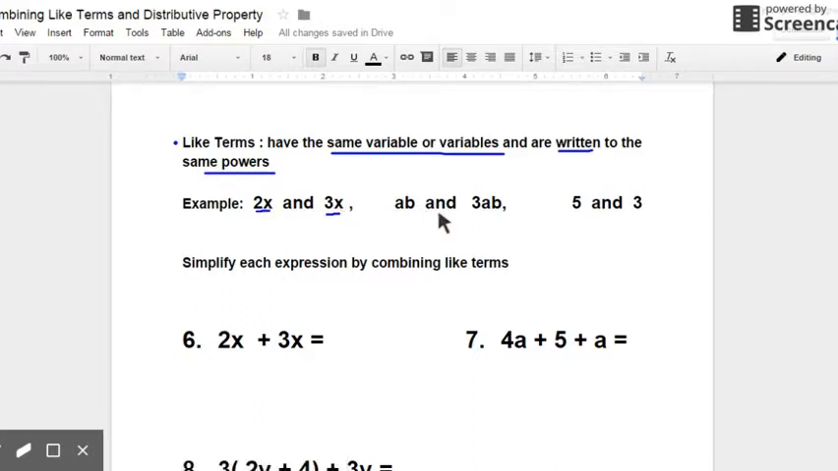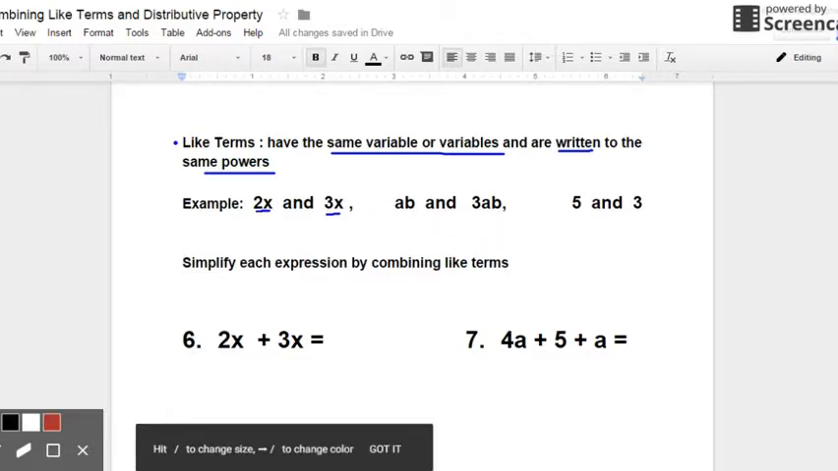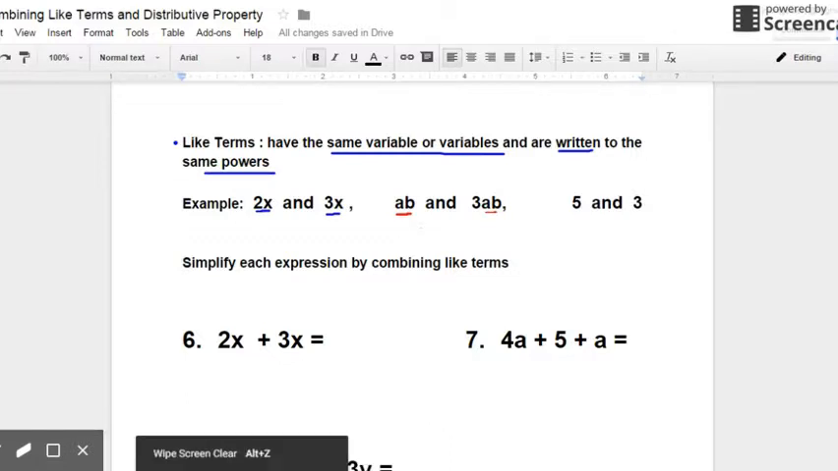The next one here, these are also like terms. 2ab and 3b. Once again, here's our example of multiple variables. They both have A and B. If one of them was missing a B or missing an A, then they wouldn't be like terms. They have to have exactly the same letters in the term to be like terms.